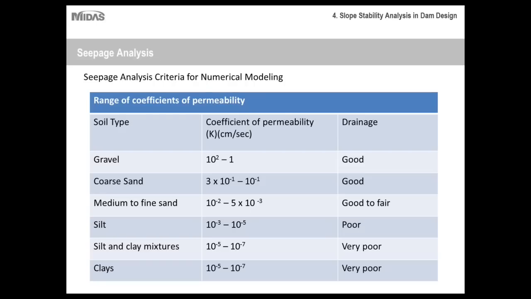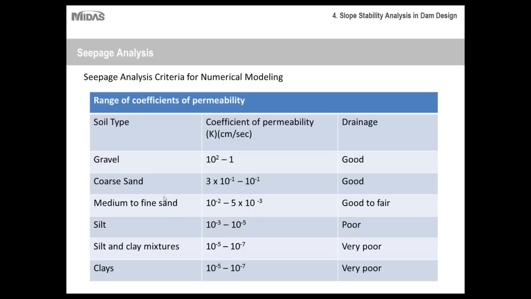There are certain things that need to be determined for a seepage analysis. The main parameter that you need to take into account is the coefficient of permeability. Essentially, the coefficient of permeability is a measure of how fast water can travel through a certain medium, or through a certain soil type in this case. Here, in this table, we have permeabilities for various soils ranging from very high to very low. For example, gravel has very large pore spaces, so the water can travel very quickly through it. So it's very good for any type of drainage condition that you have.